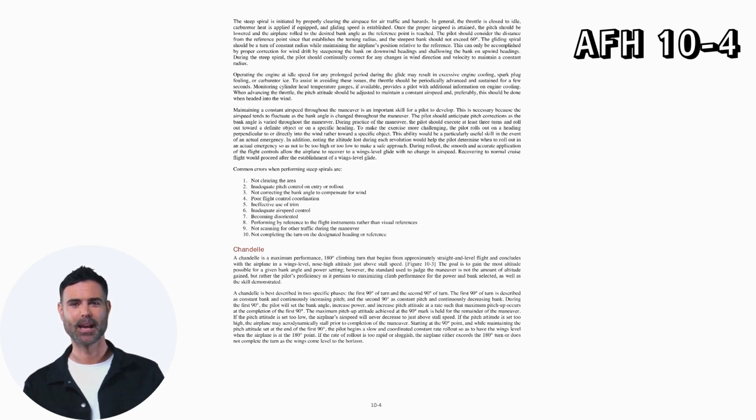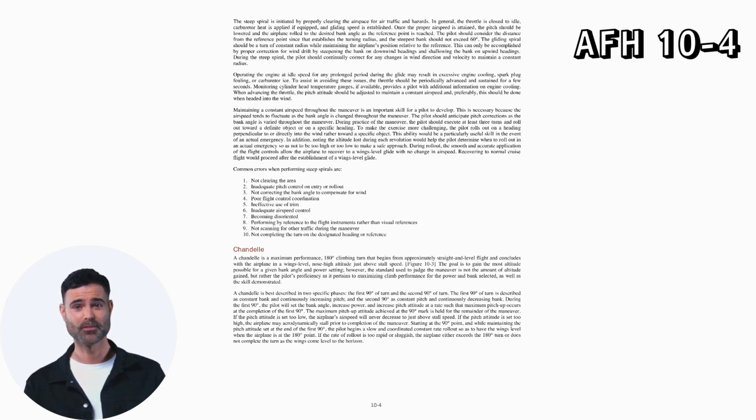Maintaining a constant airspeed throughout the maneuver is an important skill for a pilot to develop. This is necessary because the airspeed tends to fluctuate as the bank angle is changed throughout the maneuver. The pilot should anticipate pitch corrections as the bank angle is varied throughout the maneuver. During practice of the maneuver, the pilot should execute at least 3 turns and roll out toward a definite object or on a specific heading.